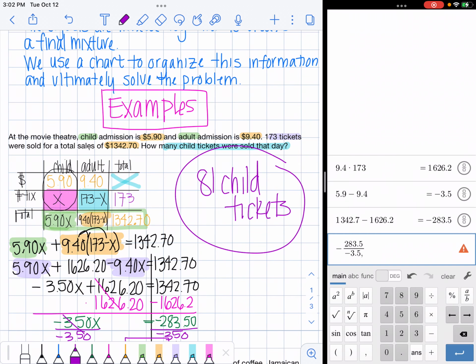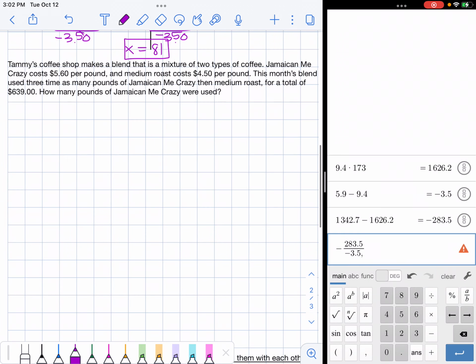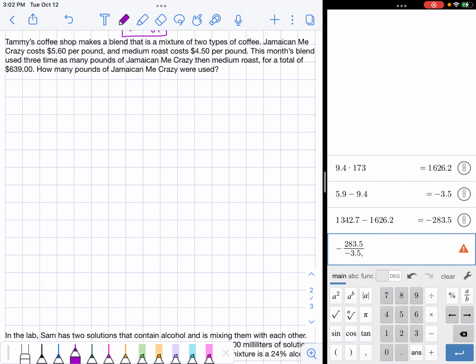Okay, next problem. Tammy's coffee shop makes a blend of coffee that is a mixture of two types of coffee. Jamaican Me Crazy costs $5.60 per pound, and the medium roast costs $4.50 per pound. This month's blend used 3 times as many pounds of Jamaican Me Crazy than medium roast, for a total of $639. How many pounds of Jamaican Me Crazy were used?